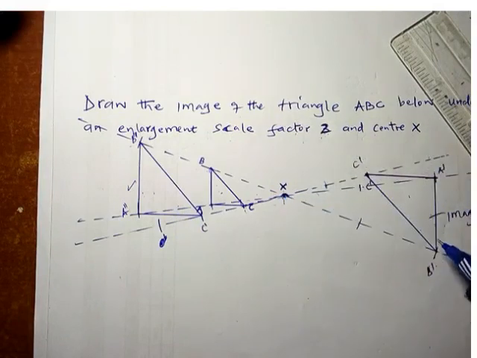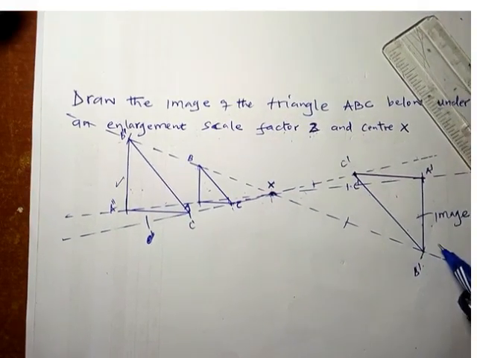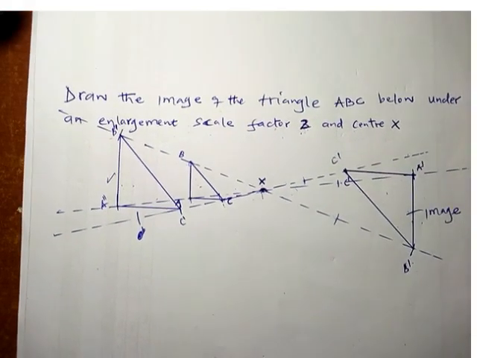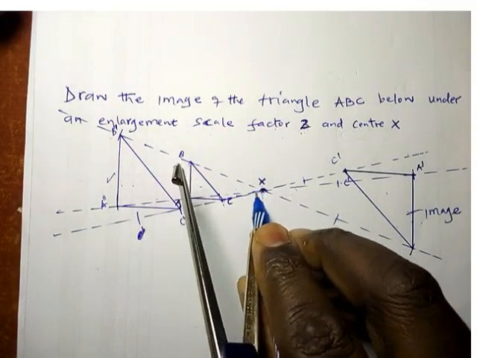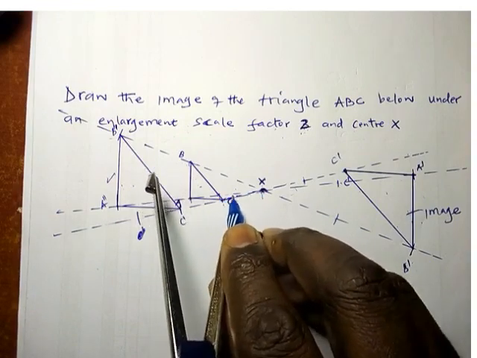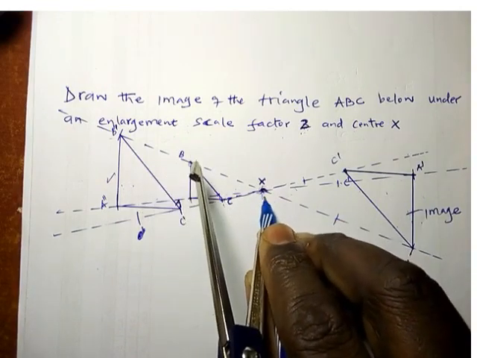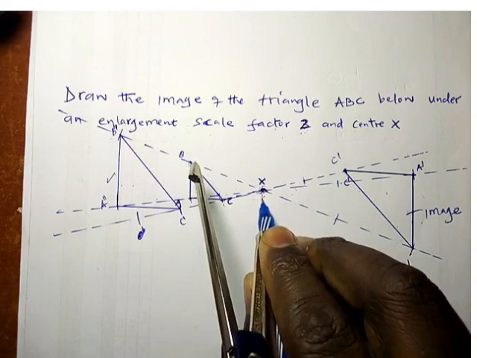I did this one intentionally to enable you to avoid that kind of mistake. Whenever the object is on this side and the image is on the opposite side of the center, that scale factor is negative.